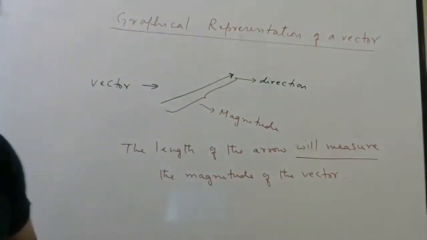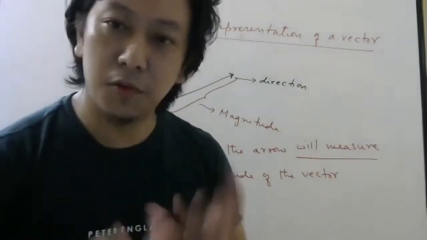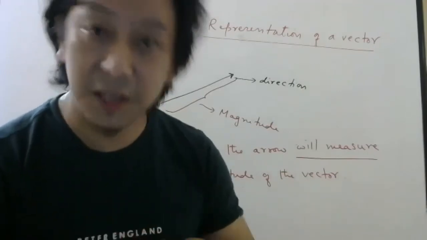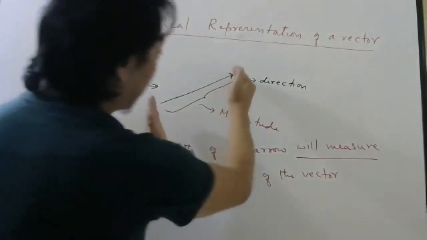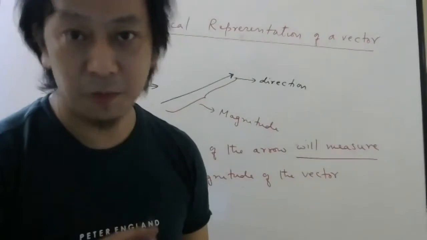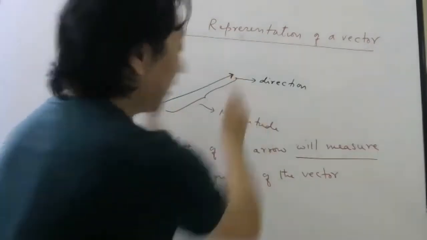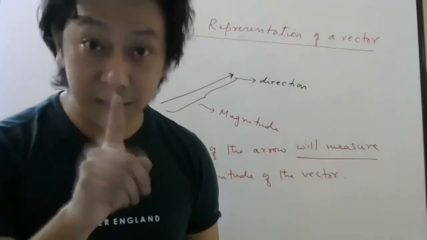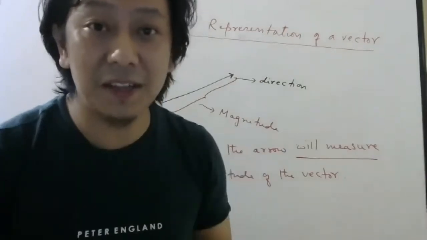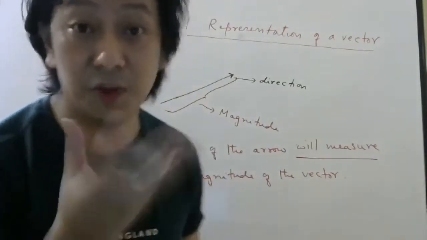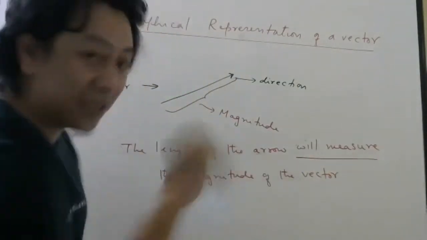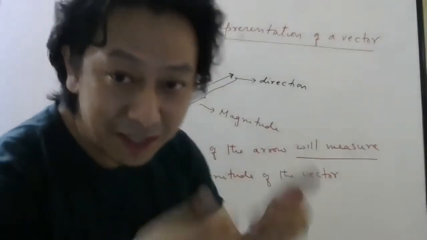Now some students ask me, sir, how is it possible? Force is a vector. Magnitude of force will be 5 Newton, 10 Newton. So how can this length give you the magnitude of force? Length will be in meters. That is a good question. Then how can we represent the magnitude of some vector like force? The answer is, see, I wrote "will measure." I did not say the length of the arrow is equal to it. I'm saying it measures the magnitude.